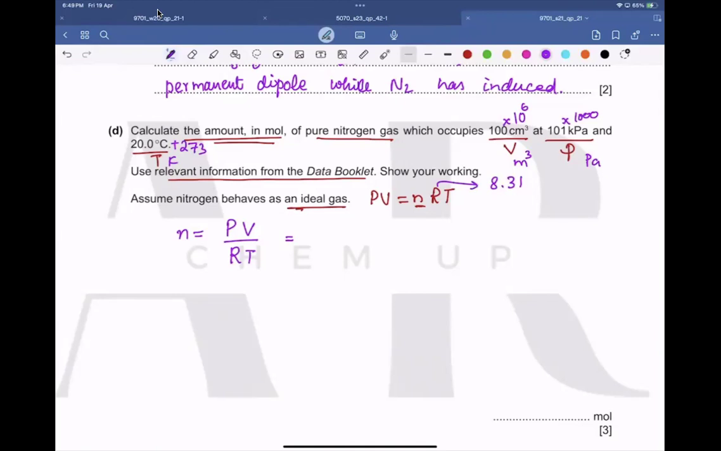Okay. So for the pressure, if I multiply it with 1000, it turns into 101,000. Volume would be, no, sorry, we are converting into a bigger unit, so it must be divided by exponent 6. So if you divide it with the exponent 6, it means 100 multiplied by exponent minus 6. Either you will write exponent minus 6 or you will write divided by exponent 6.